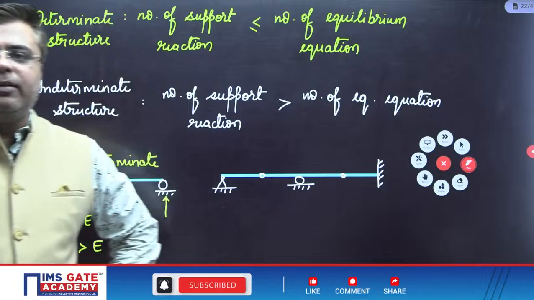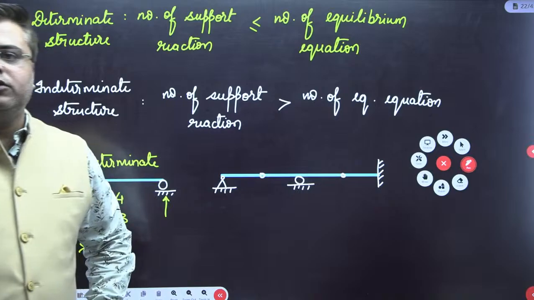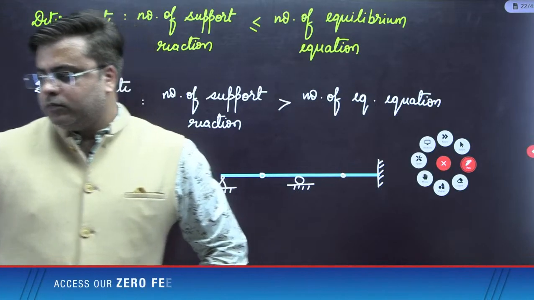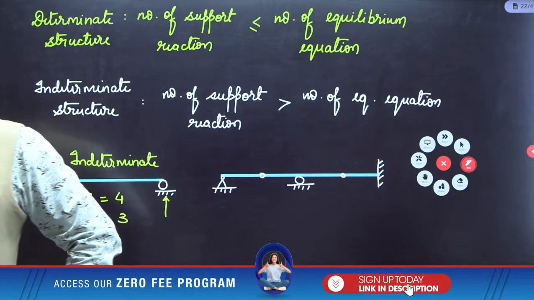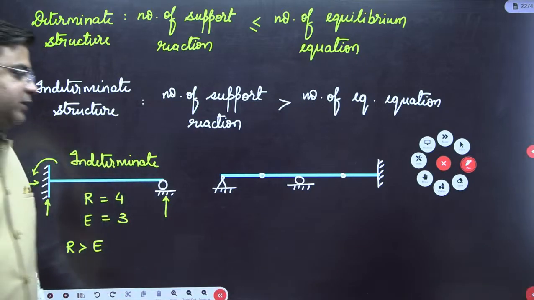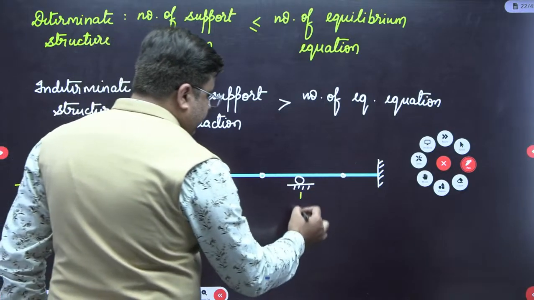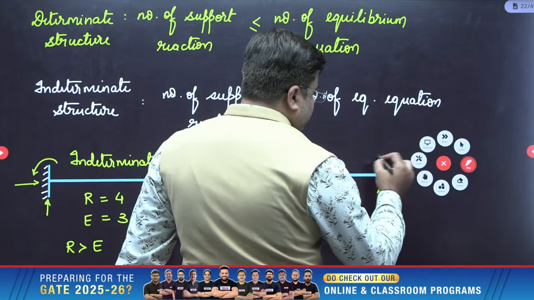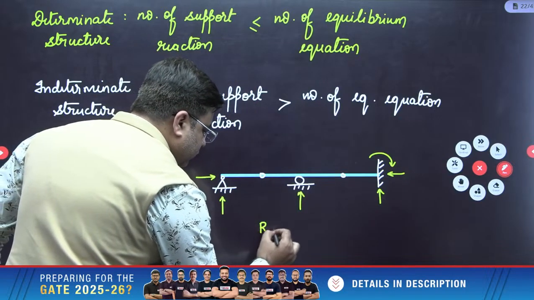Can all of you tell me how many support reactions you are observing for this particular beam? Quickly give your answers. I'm waiting for your answers. 5 support reactions you have. So 1, 2, then 3, then you have 3 more support reactions here. So in total you have 6 support reactions here. R is equal to 6.